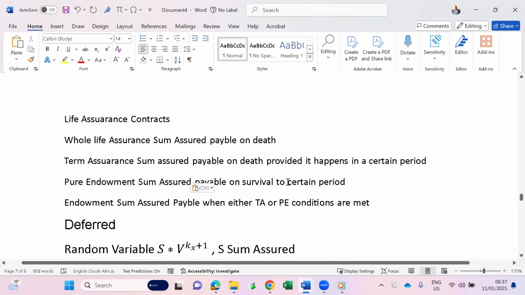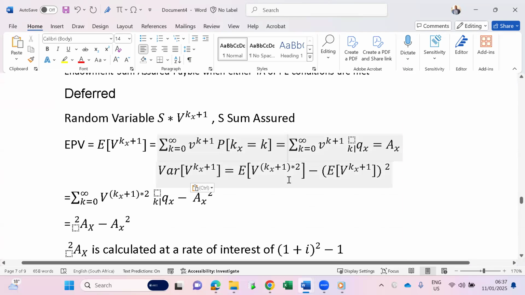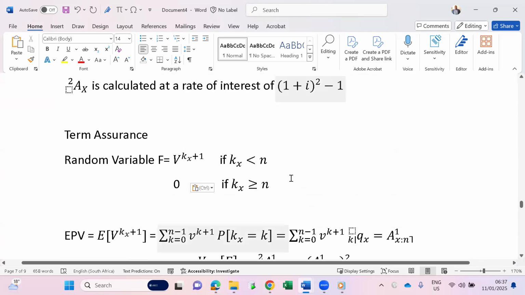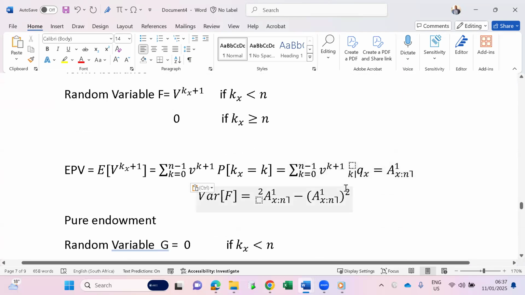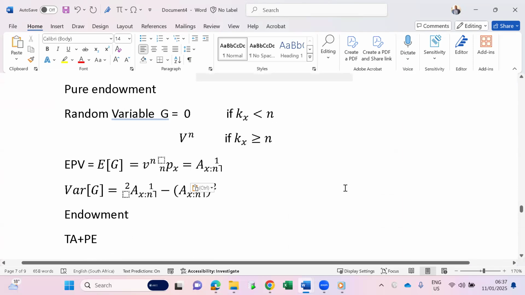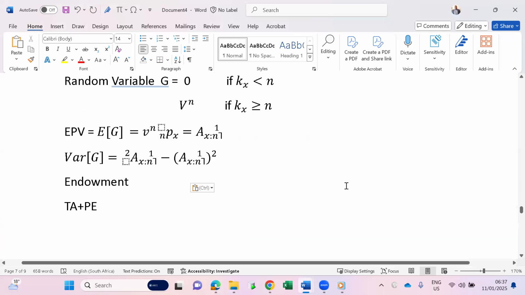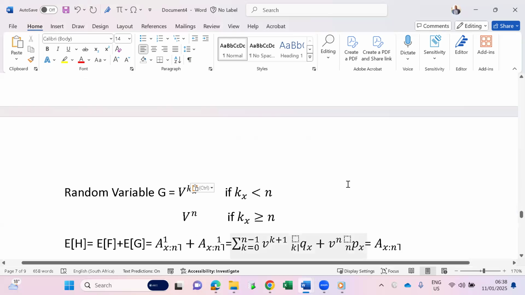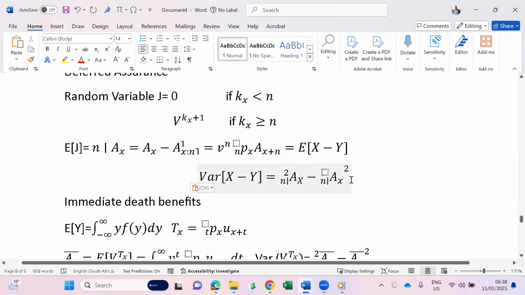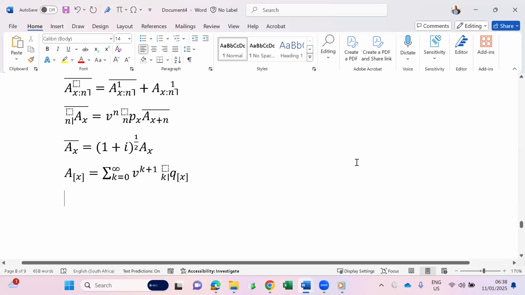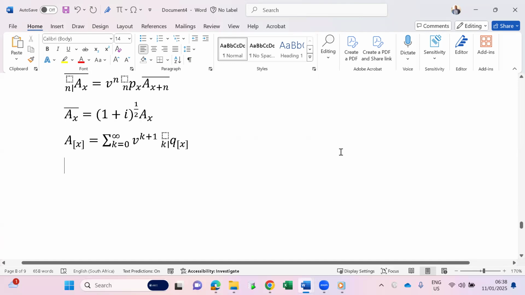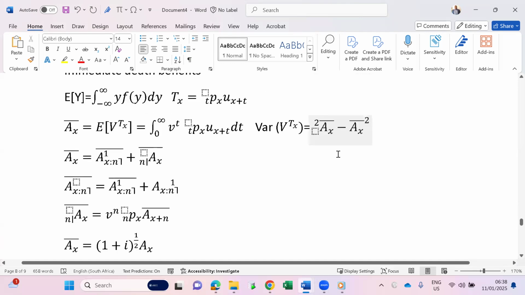So those are the formulas in a nutshell. Whole life, we have your whole life A_x, term assurance A_{x:n} bar, pure endowment v^n np_x, A_{x:n} bar 1 at the end. You have your endowment, you have your deferred, and then you have immediate, right? Immediate, we'll do some questions on it as well, just so you understand a bit. So that's pretty much it.